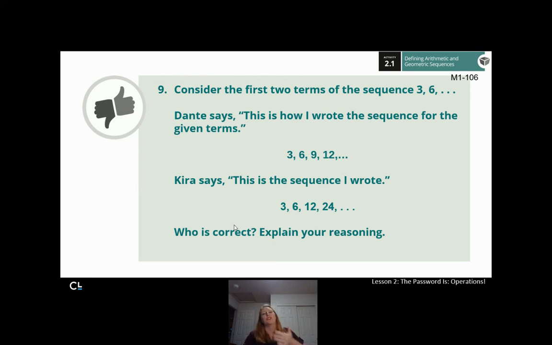So consider the first two terms of the sequence: 3, 6. Dante says, this is how I wrote the sequence for the given term. So since it started with 3 and 6, Dante continued it: 3, 6, 9, 12. Kira says, well, this is the sequence I wrote. And she wrote 3, 6, 12, 24. So the question is, who is correct? Explain your reasoning. Hit pause, jot that down, hit play when you're ready to discuss.